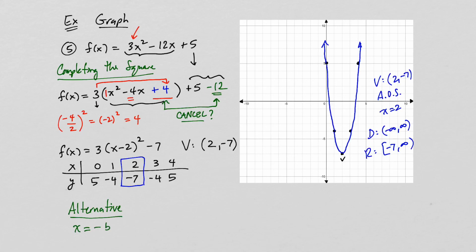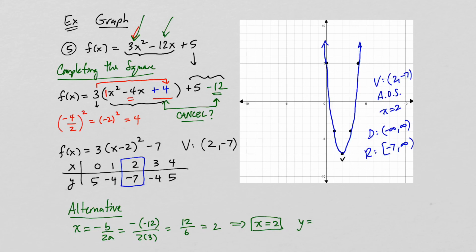And the formula is x equals negative b divided by 2a. And b, of course, is negative 12. And a, of course, is positive 3. And if you do the math here, you get 12 divided by 6, which is 2. So the x-coordinate of the vertex is 2.